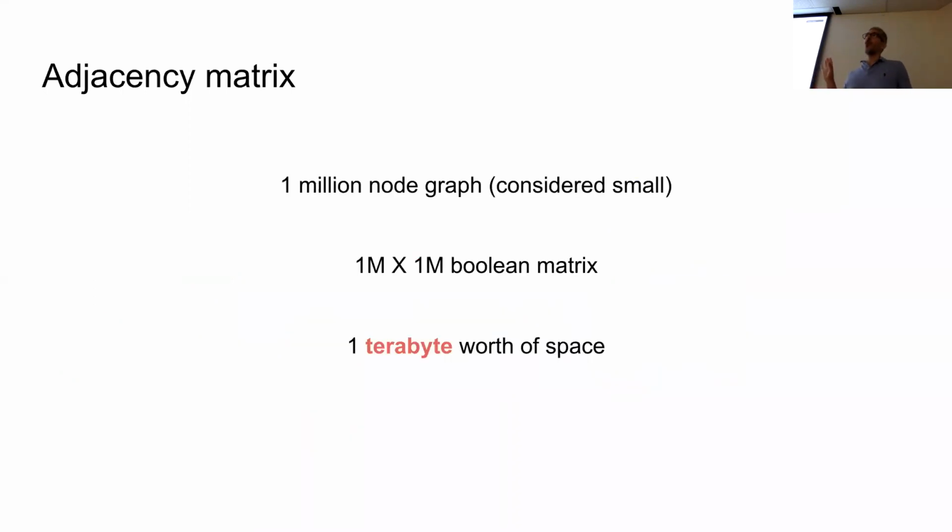All right, so if we wanted to take this idea of an adjacency matrix and implement it for a relatively small graph, a graph with only 1 million nodes, we would need a 1 million by 1 million matrix. Now, let's assume that we would need just one byte for each entry of the matrix. If we do the computation quickly, we understand that we will need roughly about 1 terabyte worth of space in order to represent that graph, which makes this entire idea impractical.